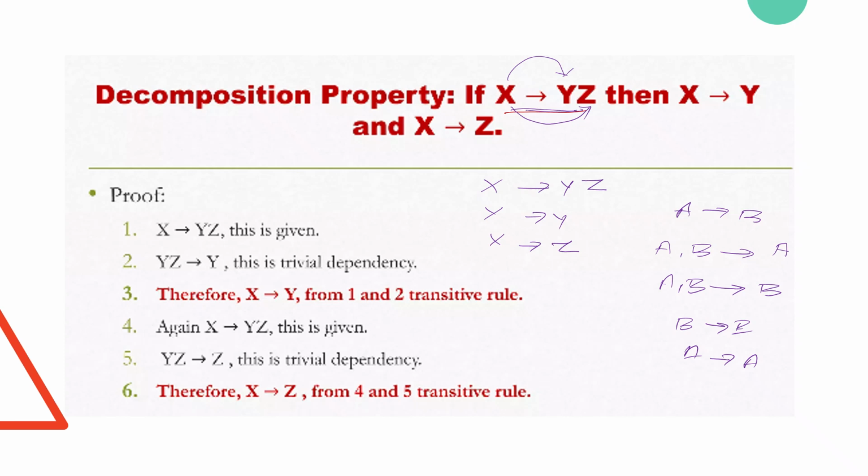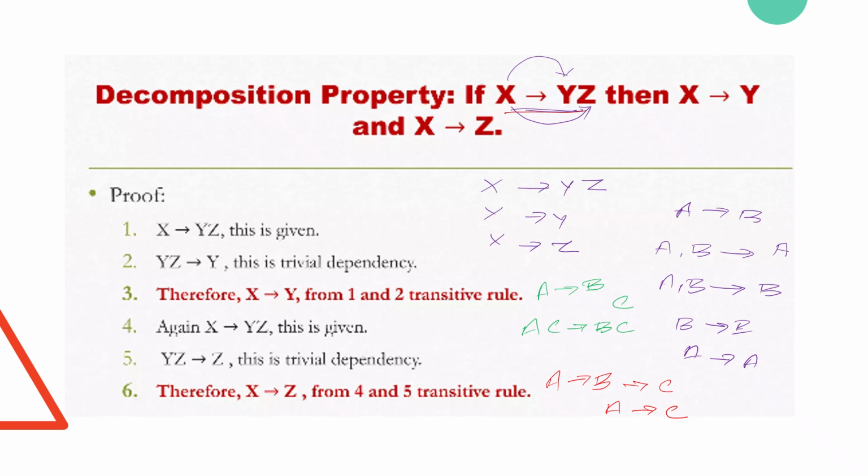And what is the next one? Augmentation property. What is augmentation property? If A determines B, and if I add another attribute C on both sides, I can say AC determines BC. So this is augmentation property. And next is transitivity property. What is transitivity property? If A determines B, and B determines C, I can say A determines C. Indirect dependency, that is transitivity.